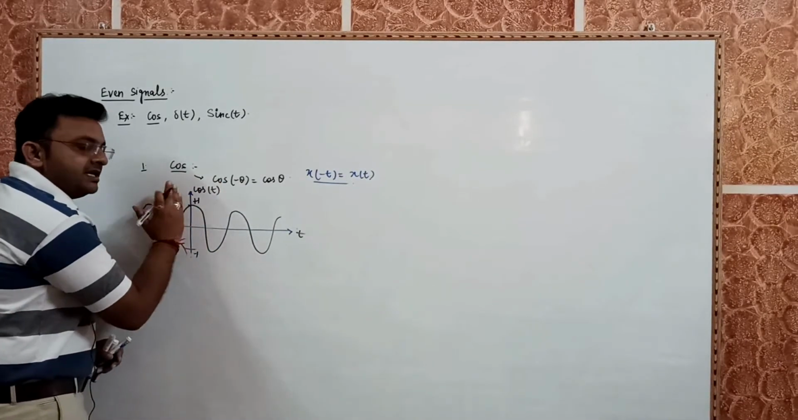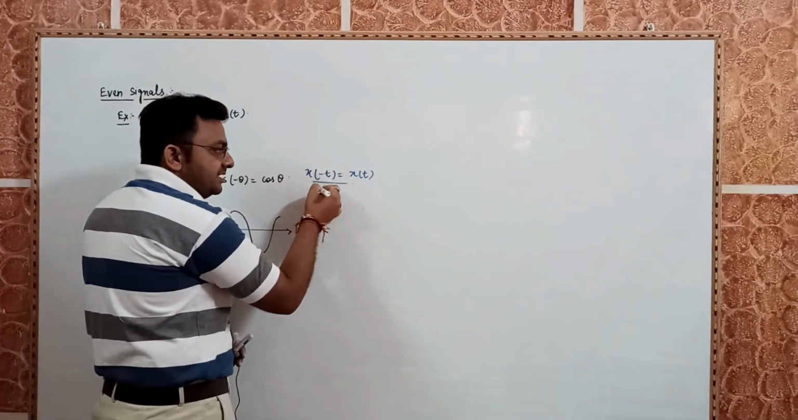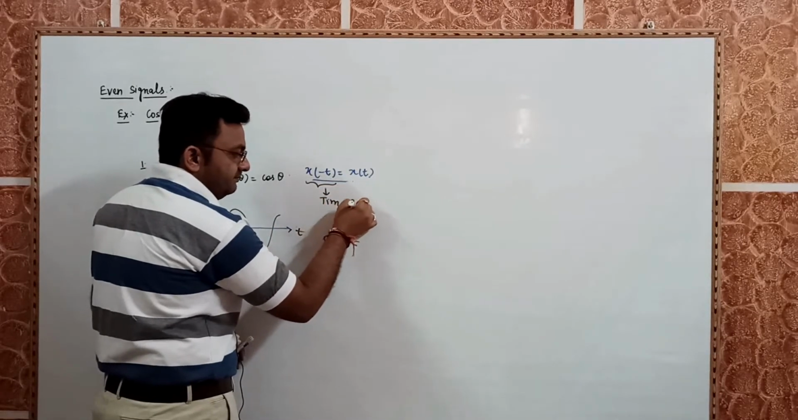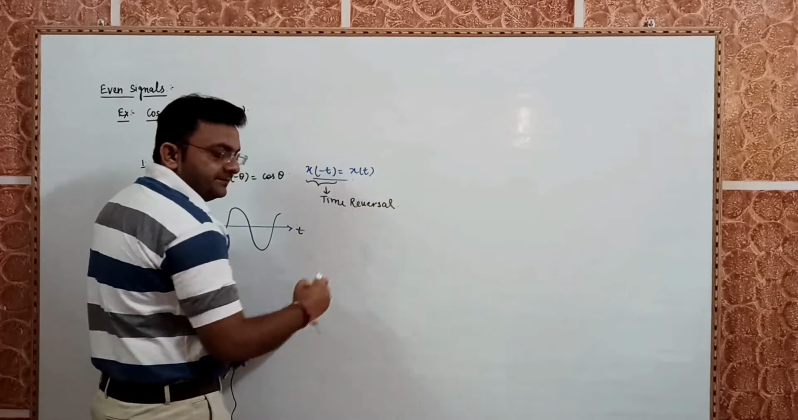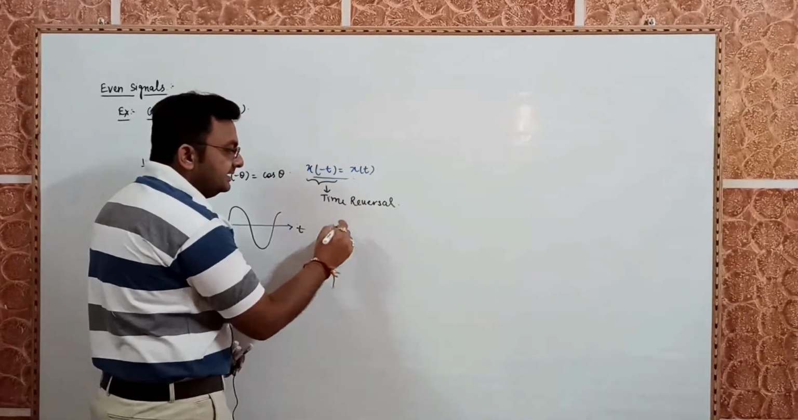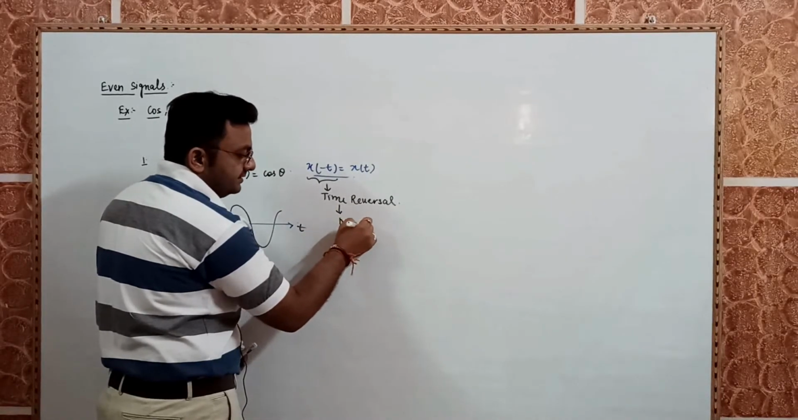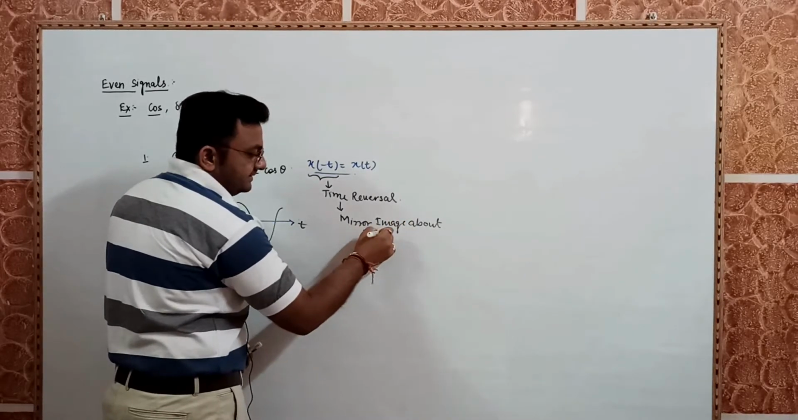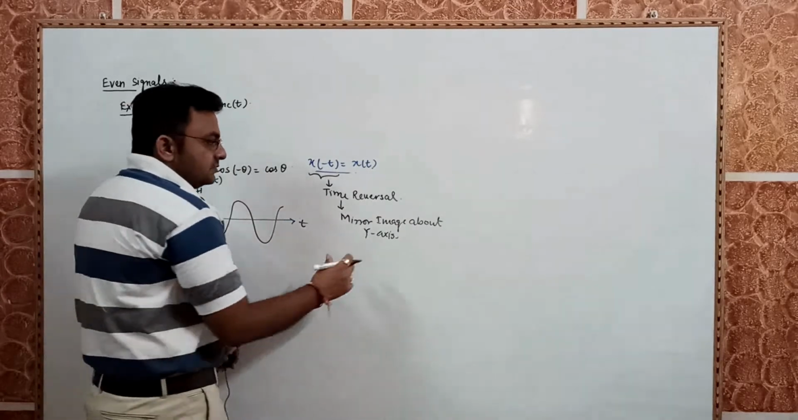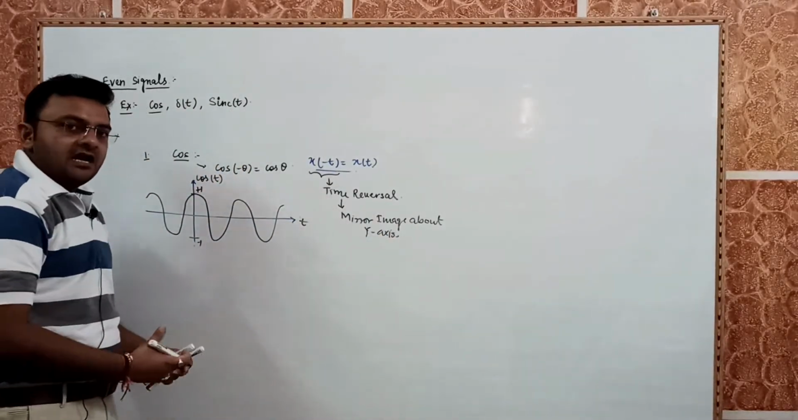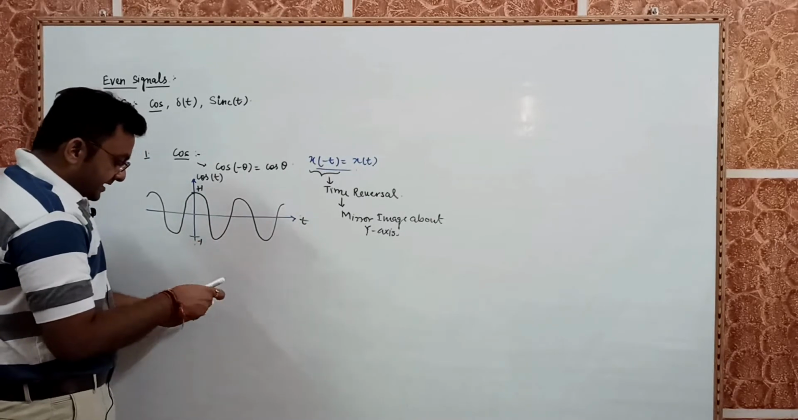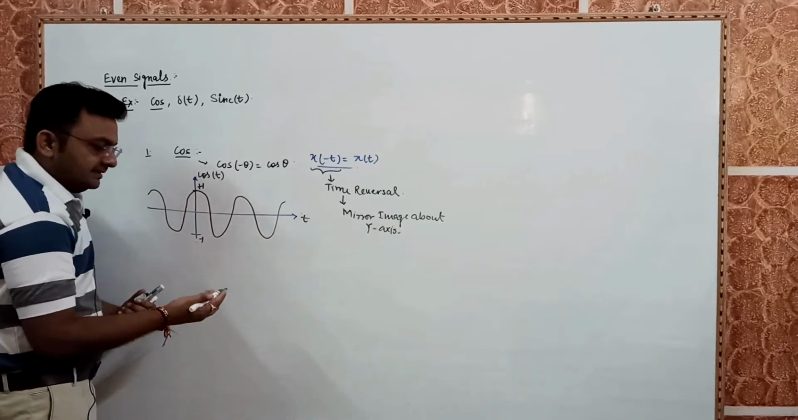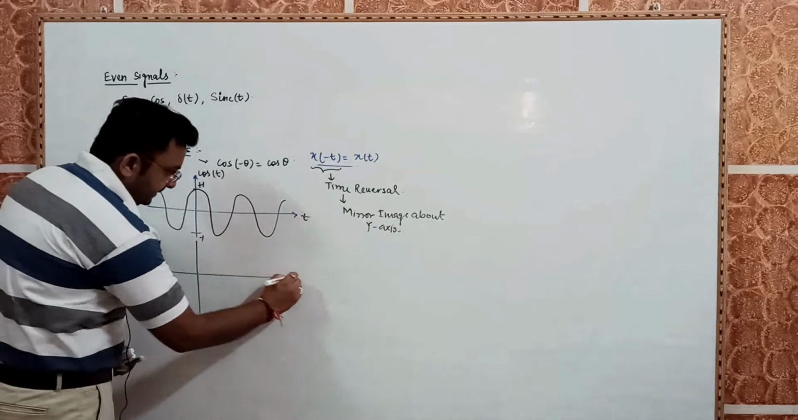If you take the mirror image of this signal, what does mirror image mean? Because we have to find x of minus t, that is time reversal. If we talk about time reversal, that means take the mirror image about the y-axis. This is simply, you have to put a mirror over here and see from both sides and draw the signal.